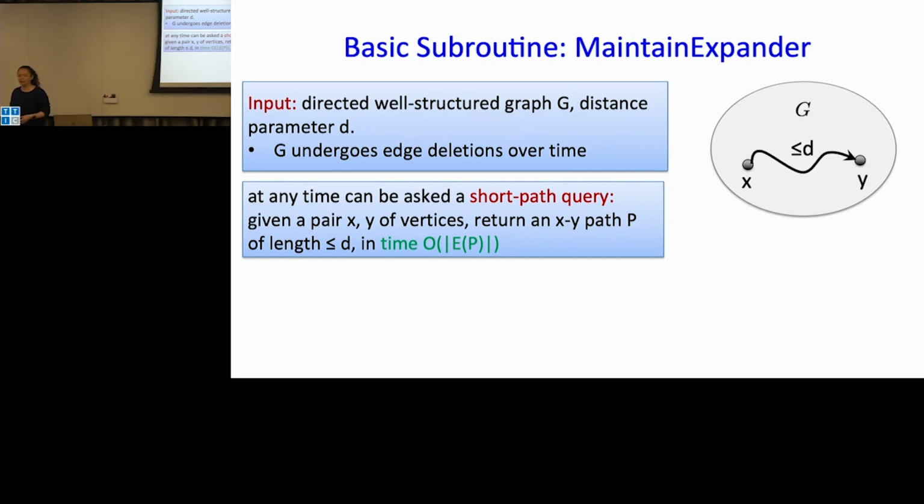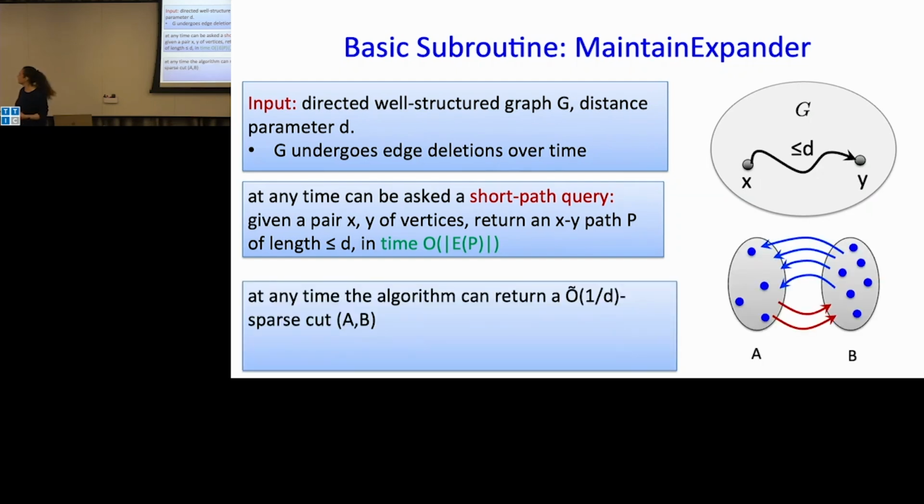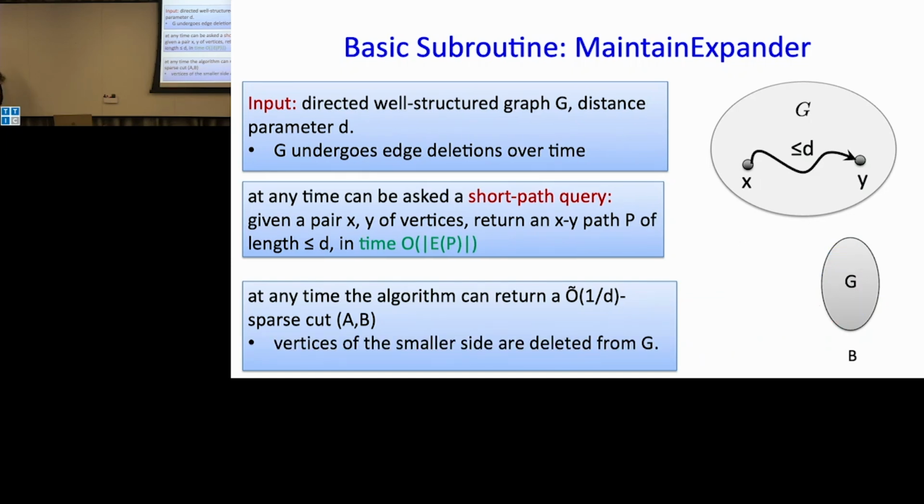So to avoid this situation, we allow our algorithm at any time to produce a 1 over d sparse cut. And this is sort of like evidence that the diameter is not good anymore. And when it does, we just delete the smaller of the two sides from the graph, like this. And then the algorithm needs to continue with the remaining part.